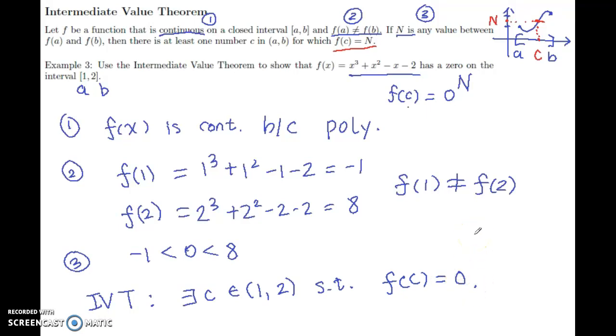So that is the end of the proof. We just need to show that there is a 0. We don't need to find the 0. And in fact, the 0, the number c, is pretty complicated.